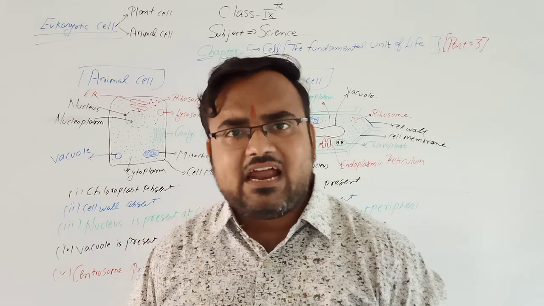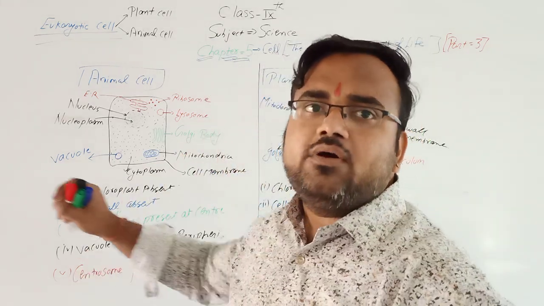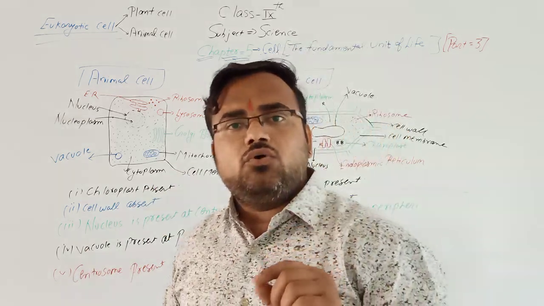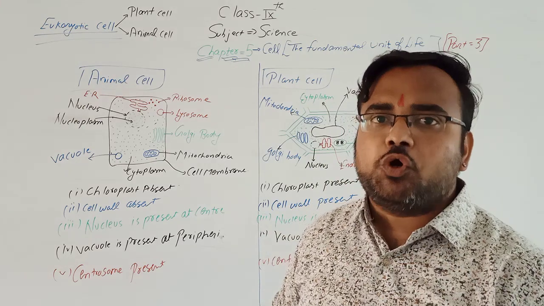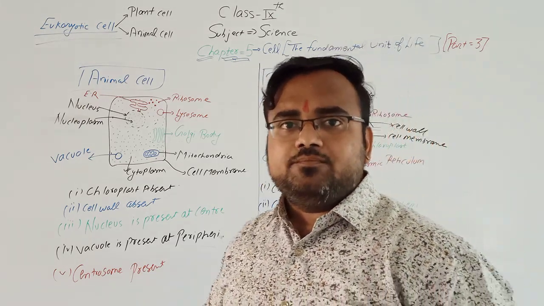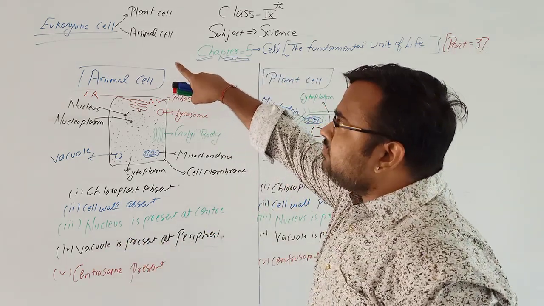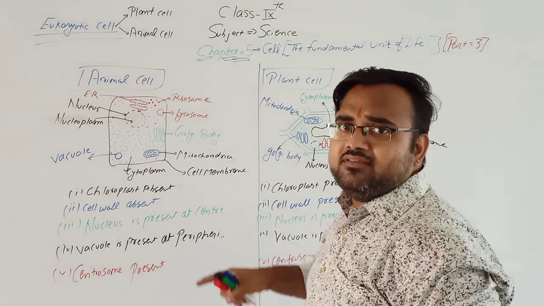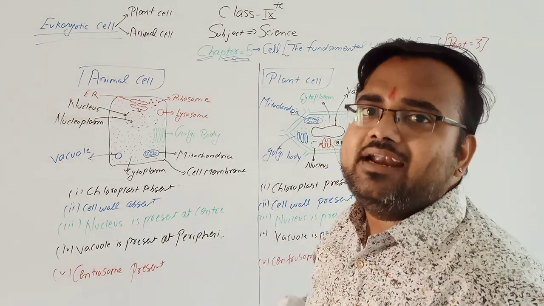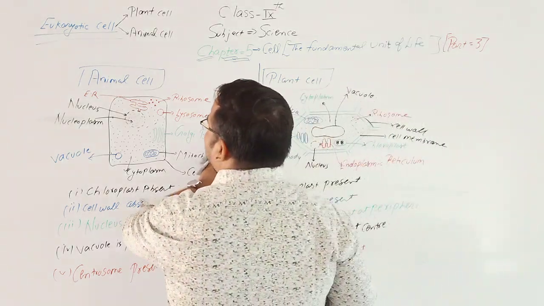So we'll see one diagram of a prokaryotic cell. I'll draw the diagram first. When I draw, take one notebook and a pen or pencil with you and try to draw the diagram with me. I am drawing the diagram of the prokaryotic cell so you can understand it better. When you draw with me, you can understand each and every part better.